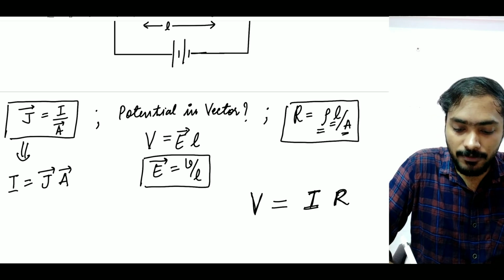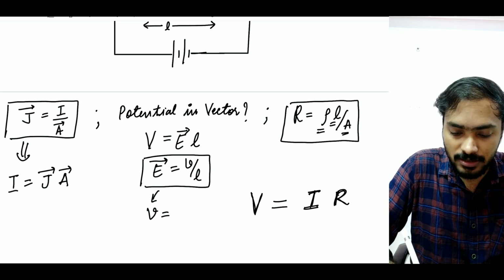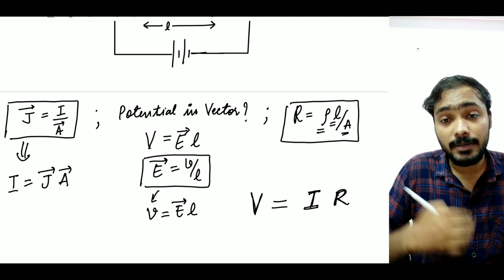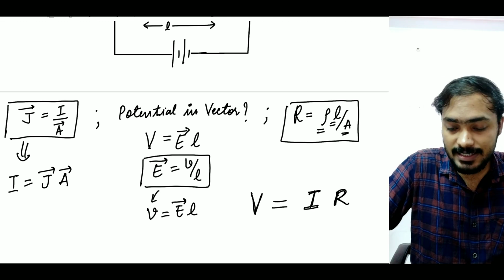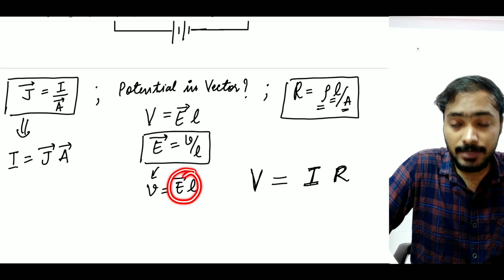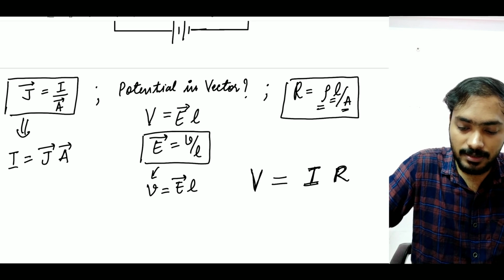From here I can write V is actually equal to E multiplied by L, E multiplied by the length. And resistance is anyway written here, so I'll just replace this value. Instead of V, I will write this value, E times L.